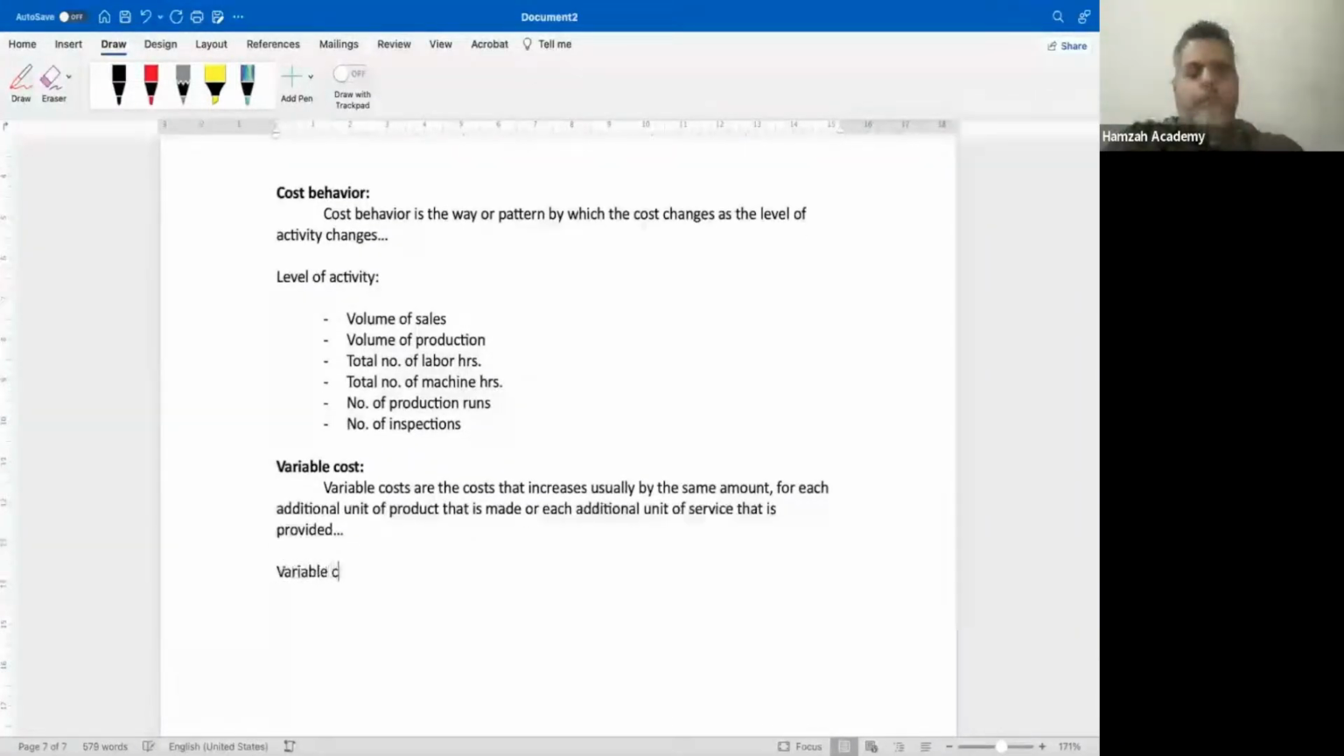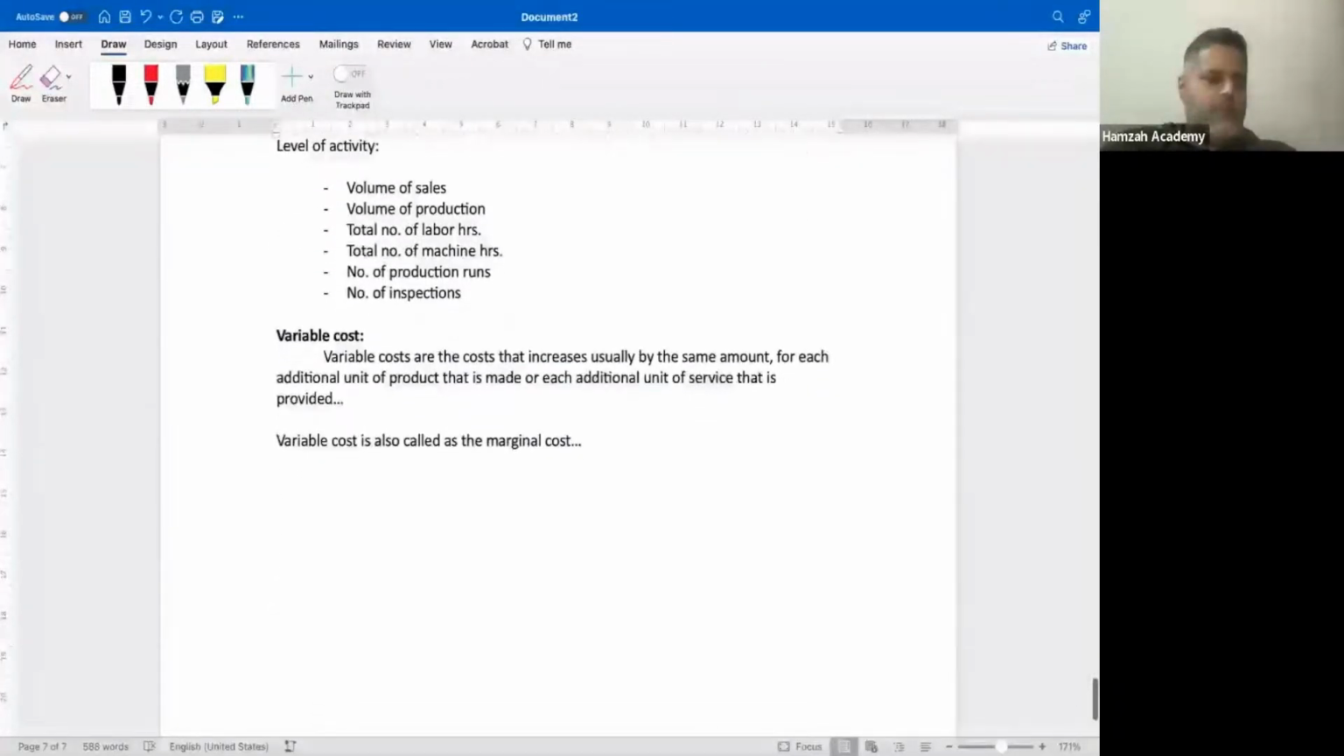Now, variable cost is also called the marginal cost. Variable cost is the cost which changes with the volume of activity. And normally it increases as the volume of activity increases, right? So this is also called the marginal cost, right?